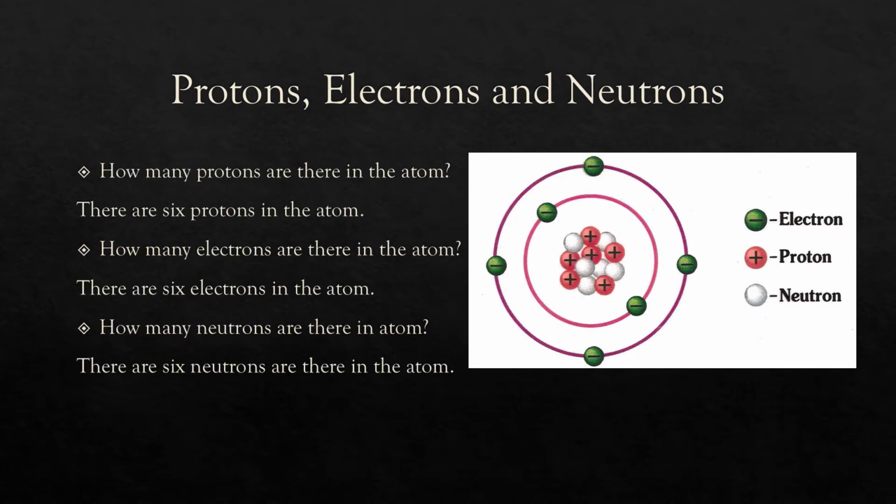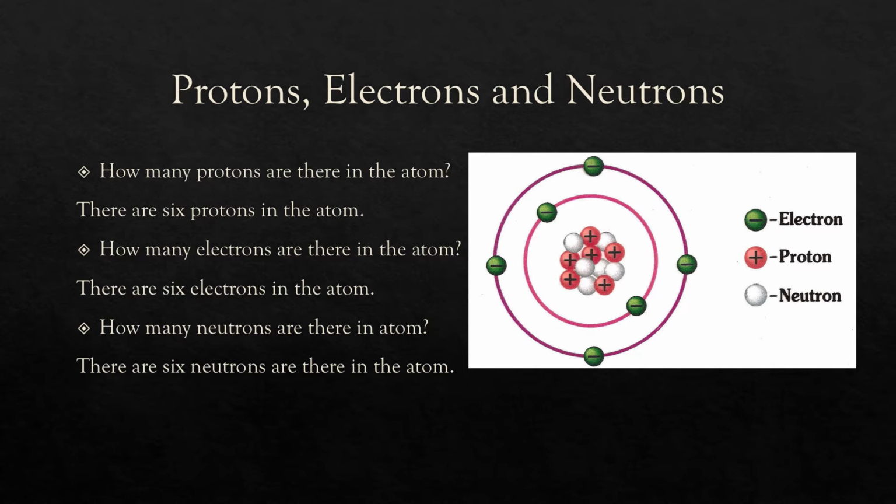I would like to share with you this activity regarding how to count the number of protons, electrons, and neutrons in an atom. The first question is, how many protons are there in the atom? You can see on the right side the figure. So you have to take a look at the indicators first. You have the electron, indicated by a negative sign and colored green. For the proton, positive, that's pink, and the neutron, no charge, that's white.